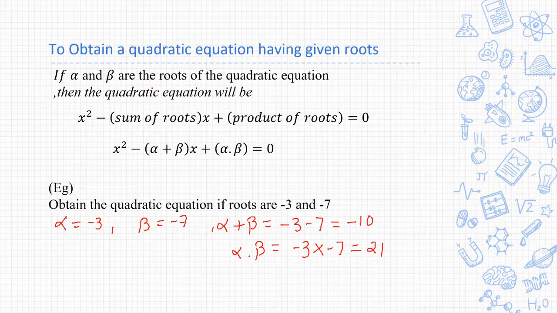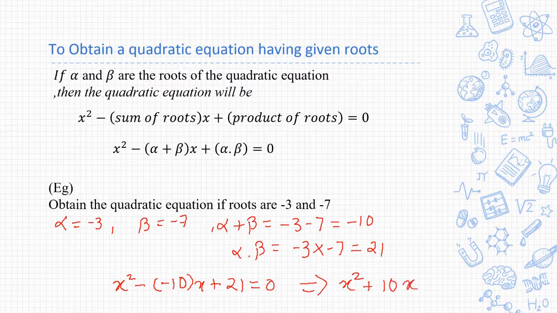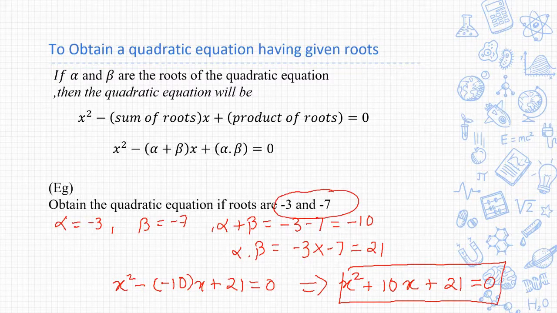Now if I use the above formula and substitute the values, x squared minus alpha plus beta, which was minus 10, so this will become minus of minus 10x, plus alpha into beta, which was 21, equal to 0. So you can just rearrange this. This minus and minus will be plus, so this will be x squared plus 10x plus 21 equal to 0. So I have formed a quadratic equation given the two roots. So this quadratic equation will have the roots minus 3 and minus 7 if you solve it by any of the methods.